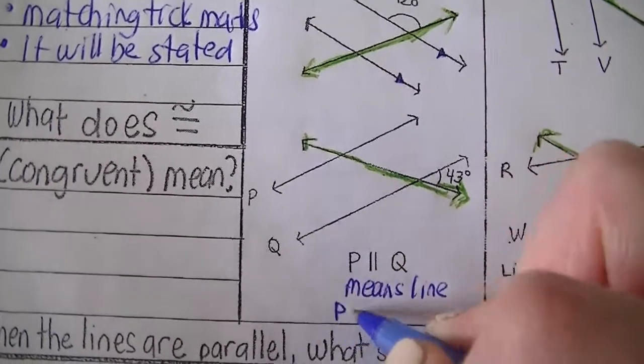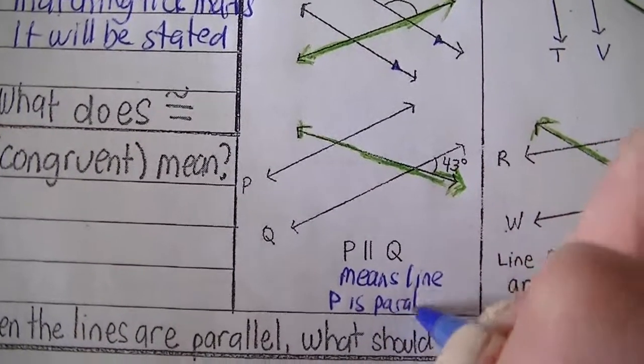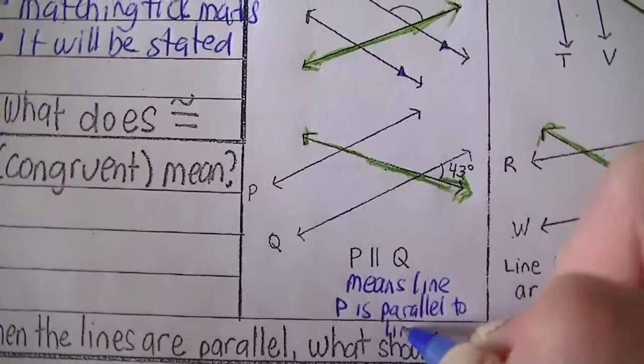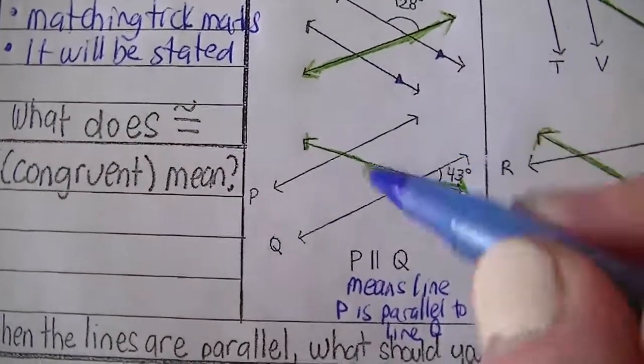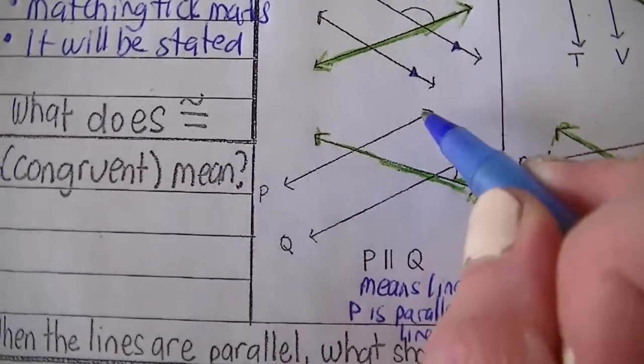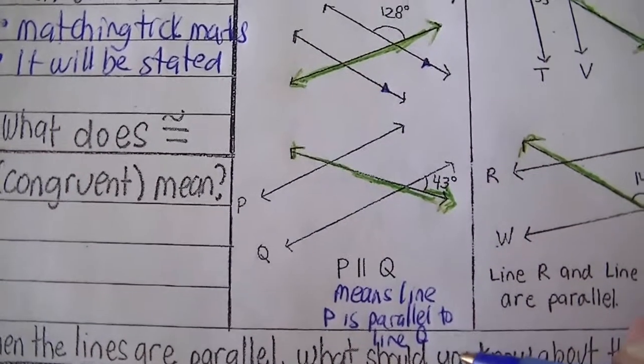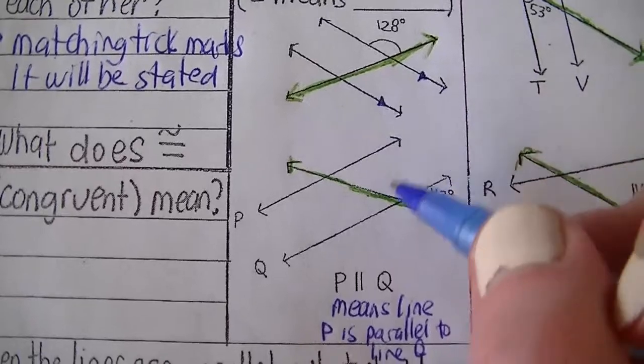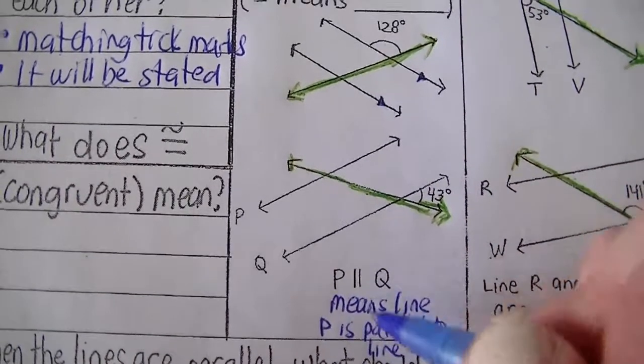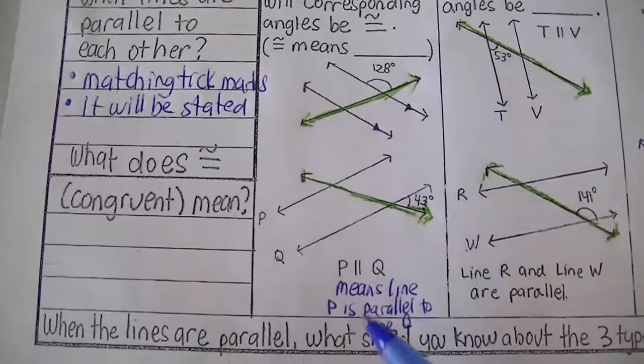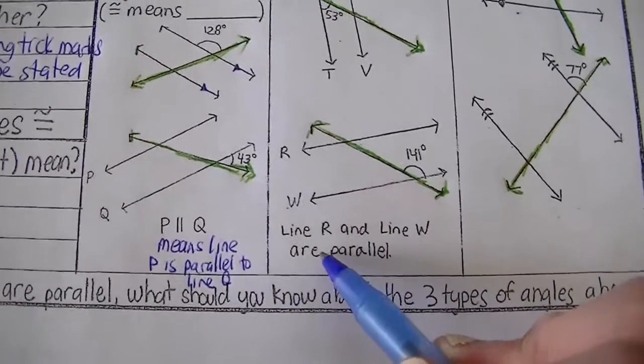This means line P is parallel to line Q, okay? It tells me right there, so I know P and Q, those two lines, are parallel to each other. Do they have the matching tick marks? No, because they didn't need it. They tell me right here, okay? So they'll be stating it that way, or they'll write out a sentence for you.